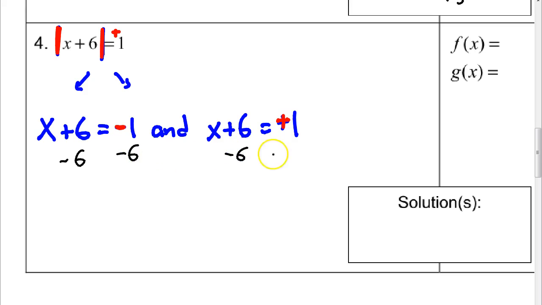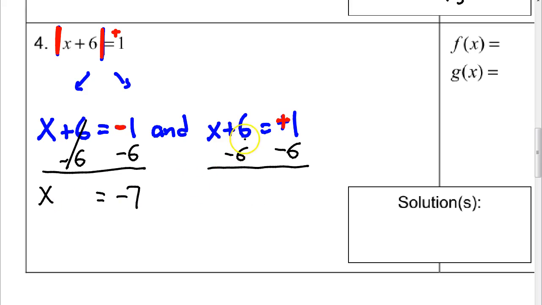Subtracting 6 on both sides. And go ahead and solve that. We got -7 and -5. So two answers, -7, -5, that we need to confirm with the graph. Yep.